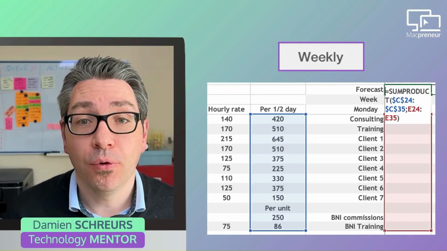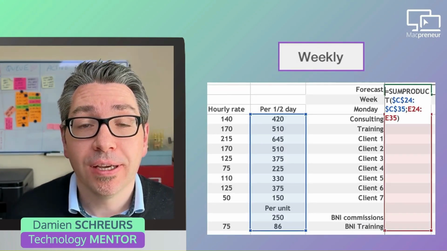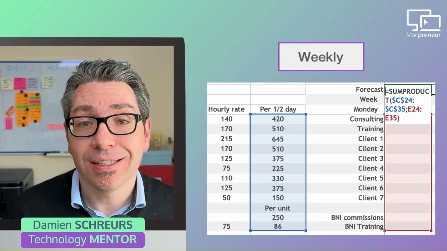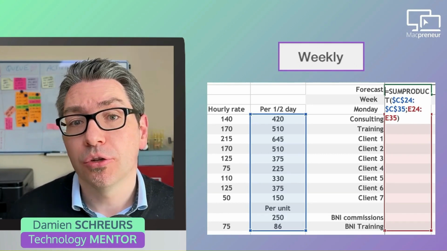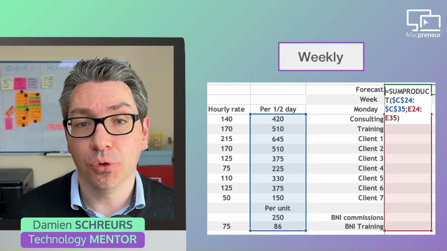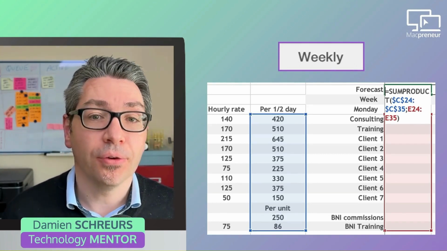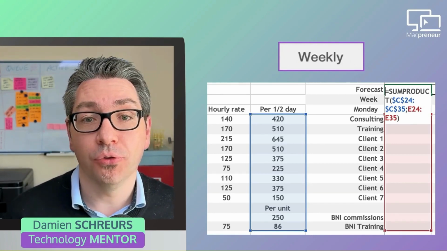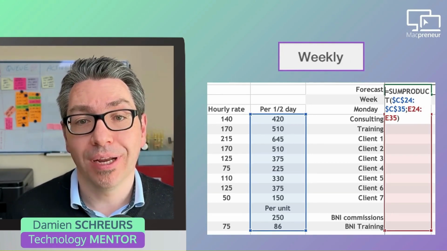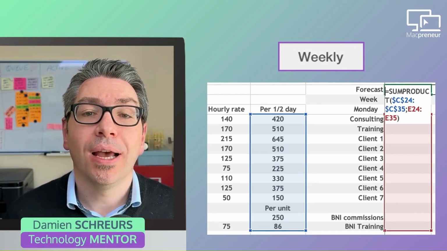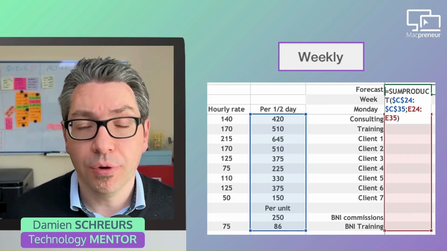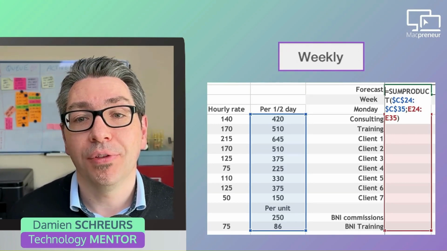And so to get the forecasted revenue for a given week, I use a function in Excel called SumProduct, which takes two columns, so one containing the half day or the per unit revenue, and the other containing the number of half days or units that are booked and forecasted in a given week. And so this function multiplies the values that are on the same row and then sums everything up.